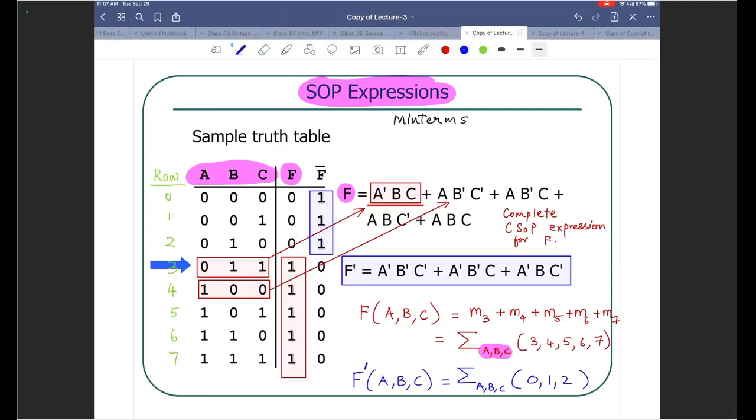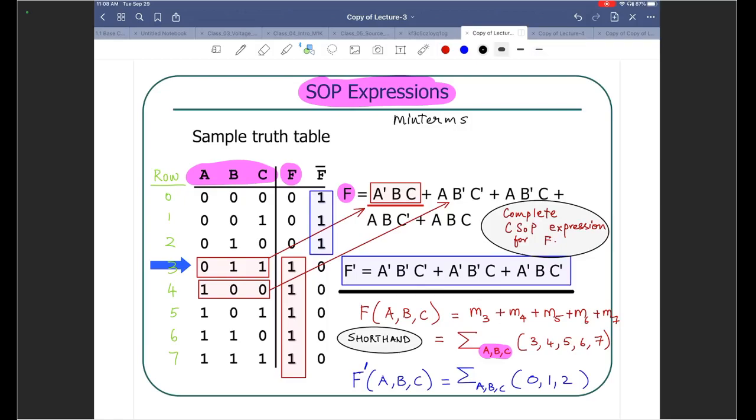So you've got a complete canonical sum of product expression. You have also got a shorthand canonical sum of product expression. So complete is right here and shorthand is right there. All right, questions so far?